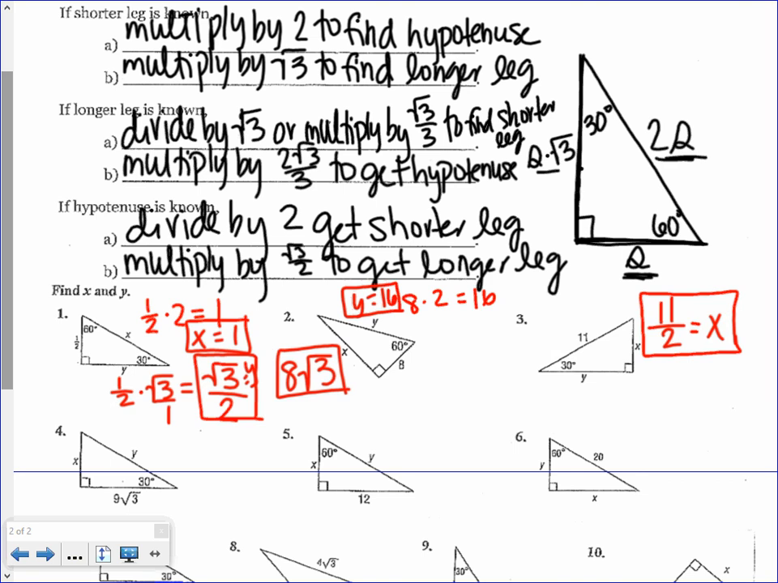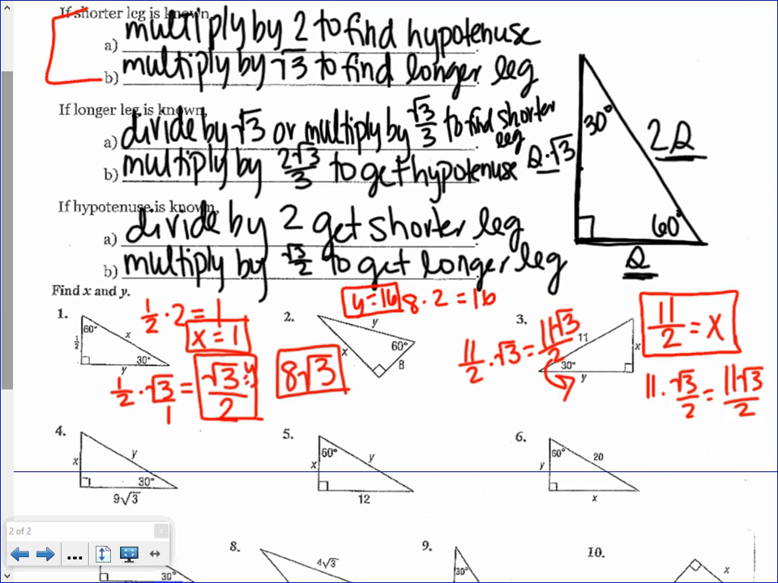I could use this, multiply by square root of 3 over 2. So 11 times square root of 3 over 2 is 11 square root of 3 over 2. Or the other option is to go back to this shorter leg and multiply my shorter leg by square root of 3. So I have 11 over 2 times the square root of 3. So I get 11 square root of 3 over 2 for my y value. So either way, you get the same thing.